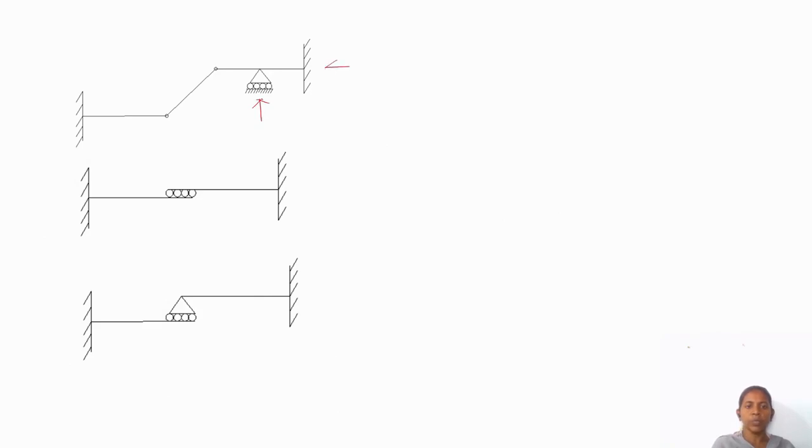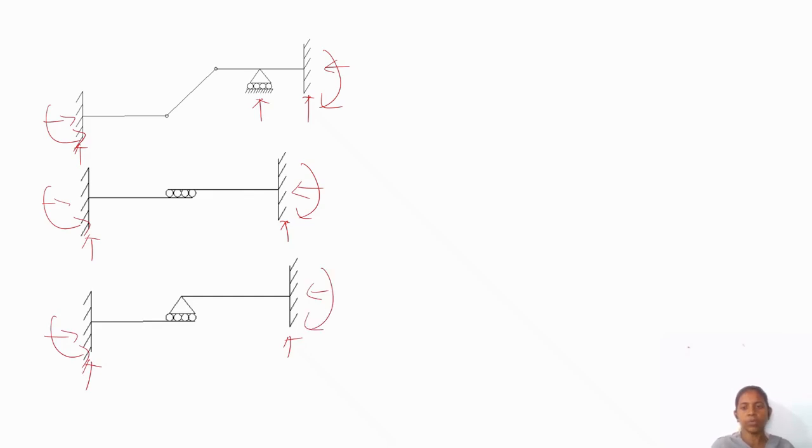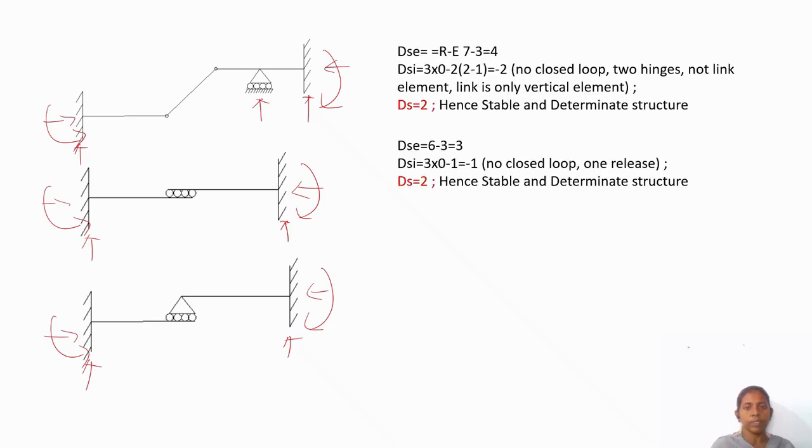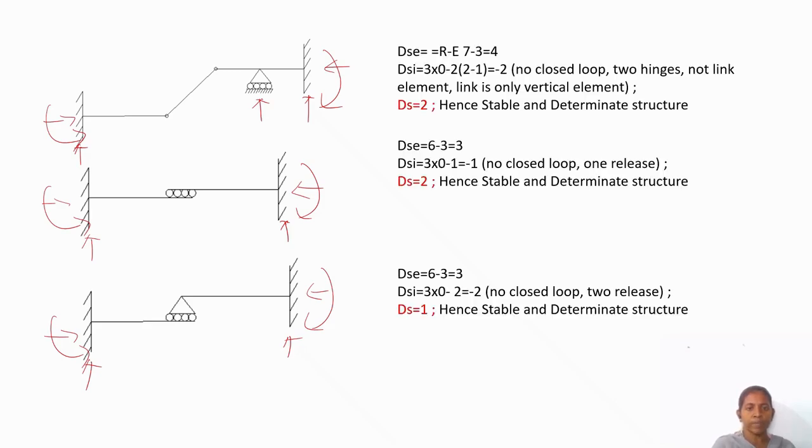So we are going to identify the unknown reactions. For all the structures, mark unknown reactions. I think you are able to understand this internal elements. This is a horizontal roller release. It is not a support condition, it is a roller release. We already studied this in the previous video lectures. Okay, I am going to display the answers. Okay, U minus E.